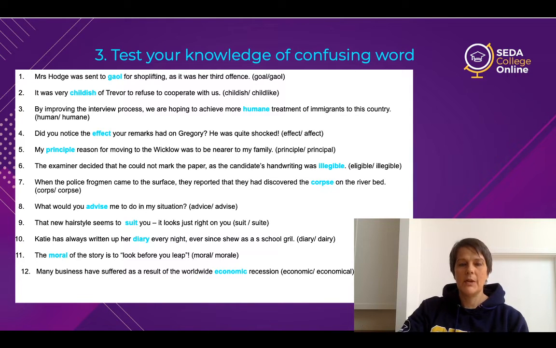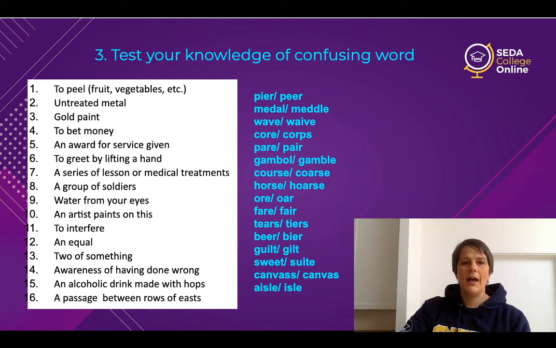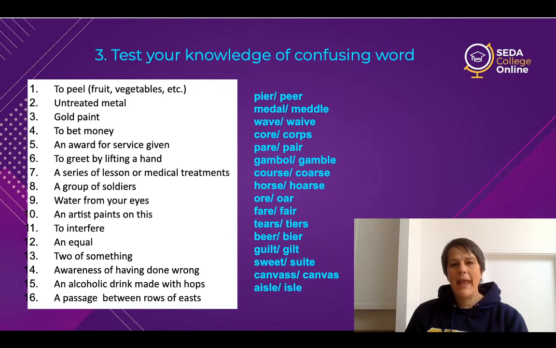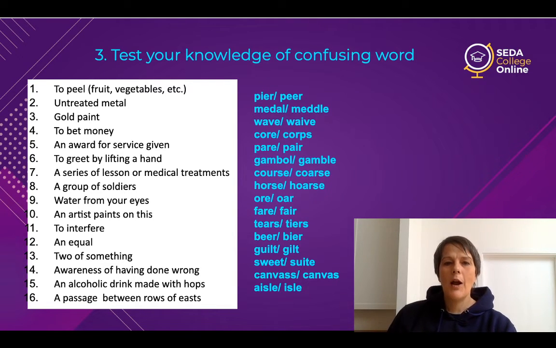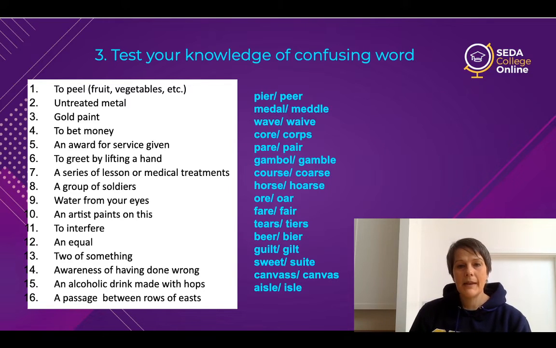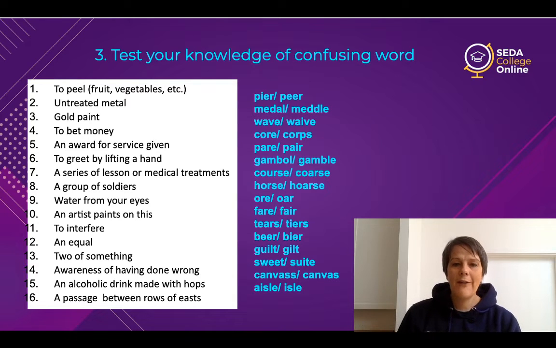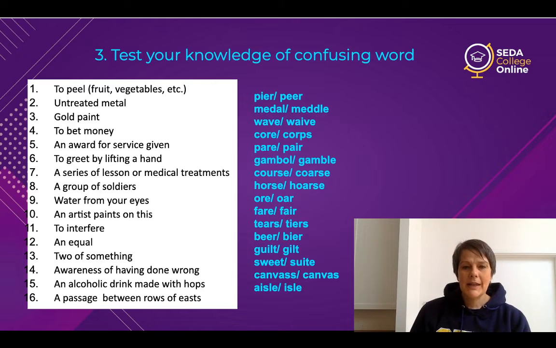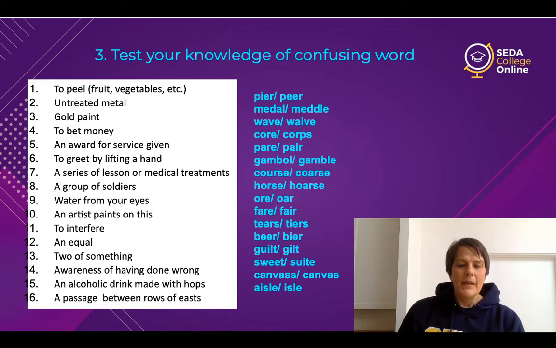That's the one there. So we've got another test here. And so I'm giving you two words and you just have to choose which is the right one. So you've got peer and peer, medal and medal, wave and wave, core and core, pair and pair, gamble and gamble, course and course, horse and horse, oar and oar, fair and fair, tears and tears, beer and beer, guilt and guilt, sweets and sweet, canvas and canvas, and aisle.